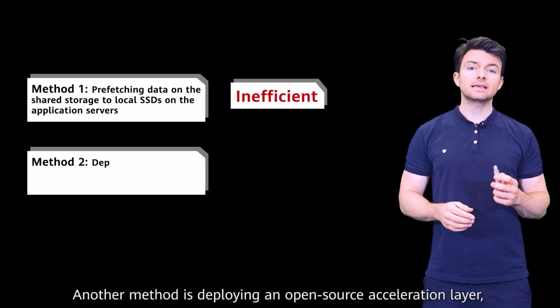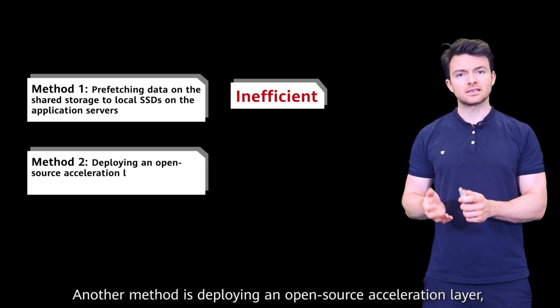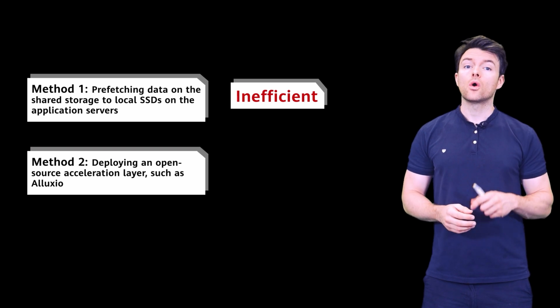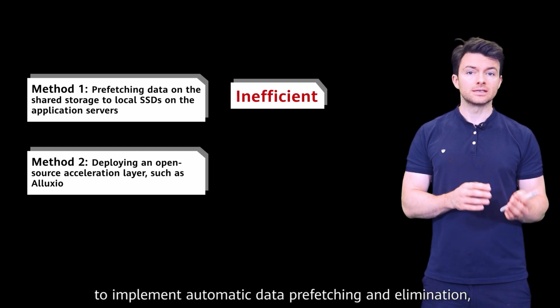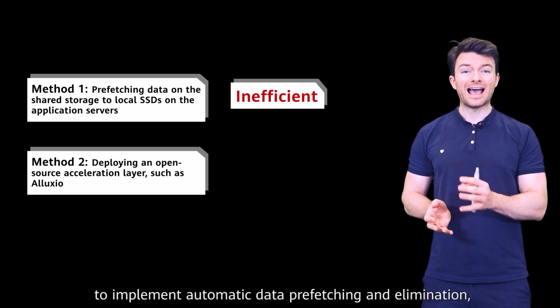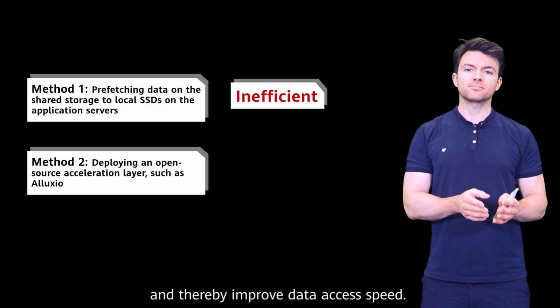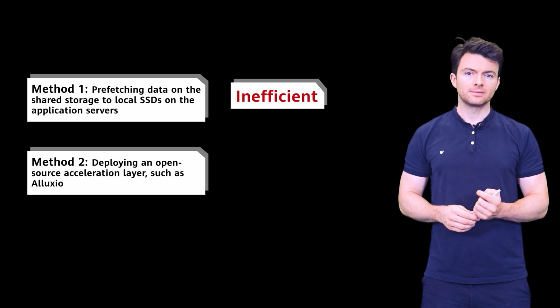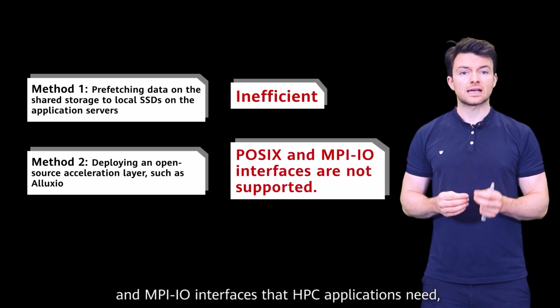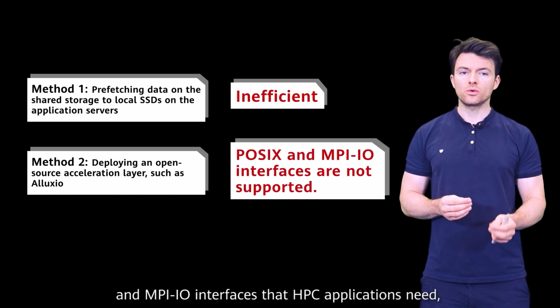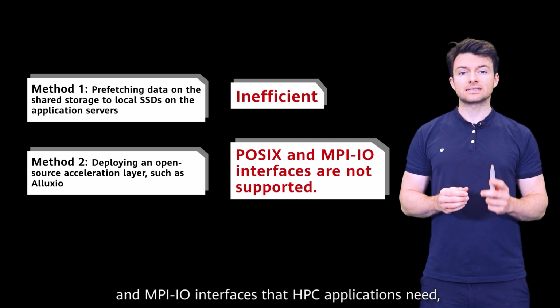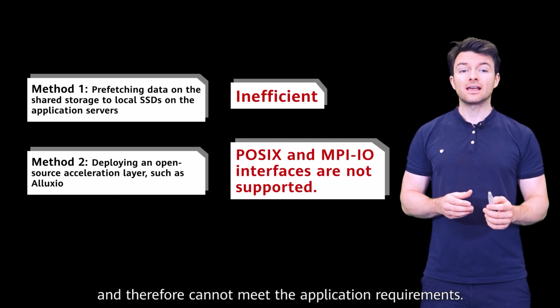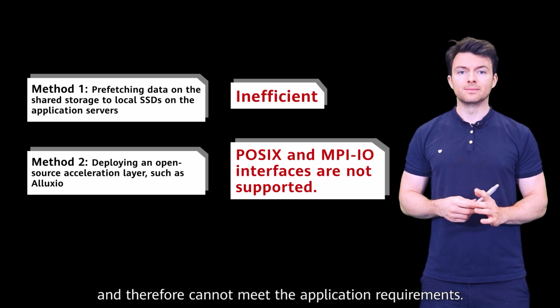Another method is deploying an open source acceleration layer, such as Alluxio, or commercial storage to implement automatic data prefetching and elimination, and thereby improve data access speed. The downside to open source software is that it does not support the POSIX and MPI-IO interfaces that HPC applications need, and therefore cannot meet the application requirements.